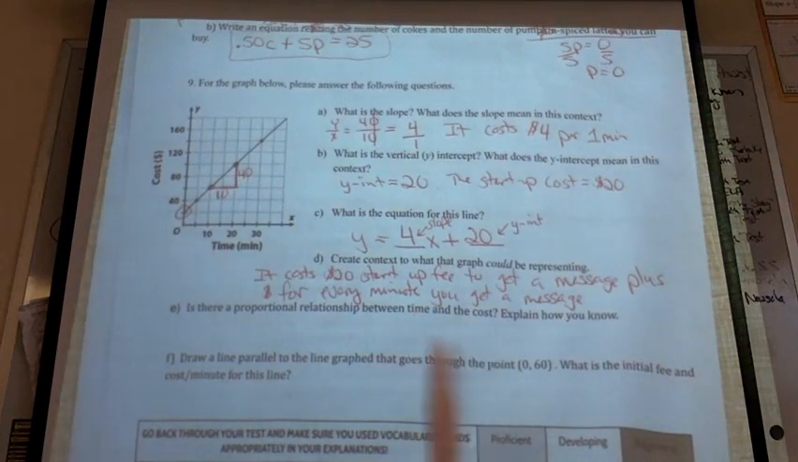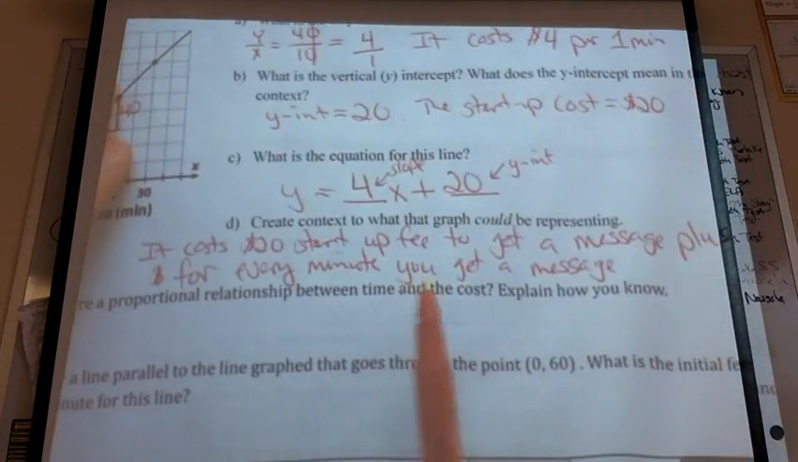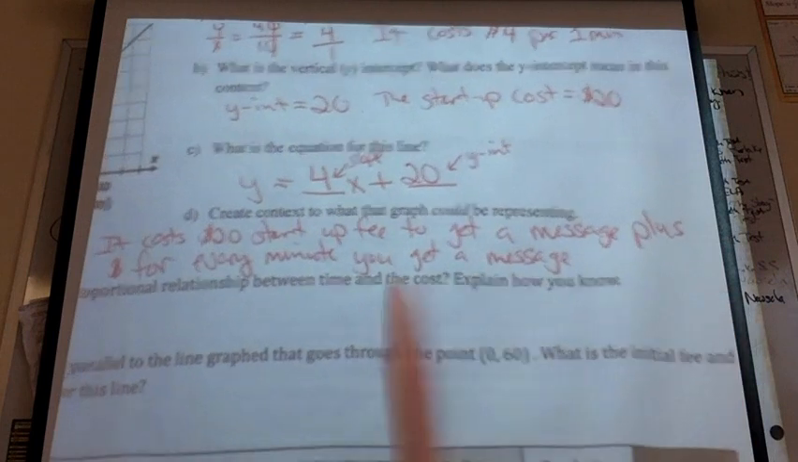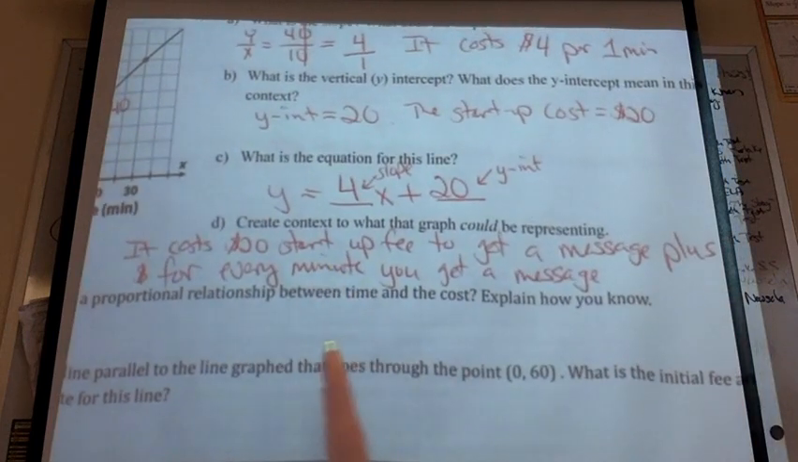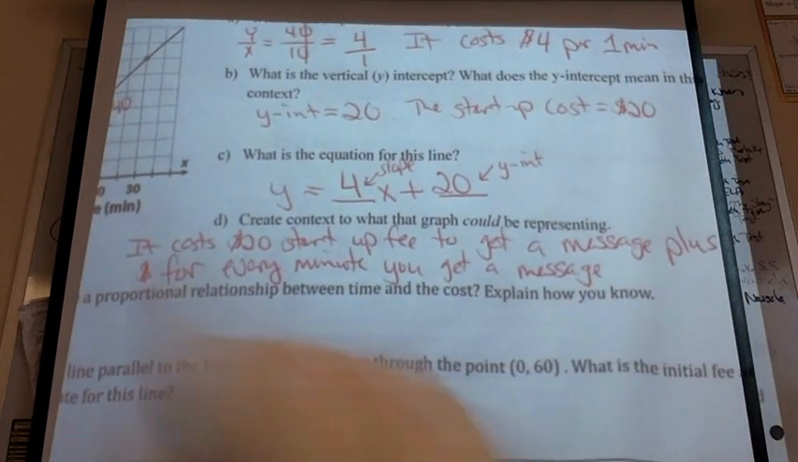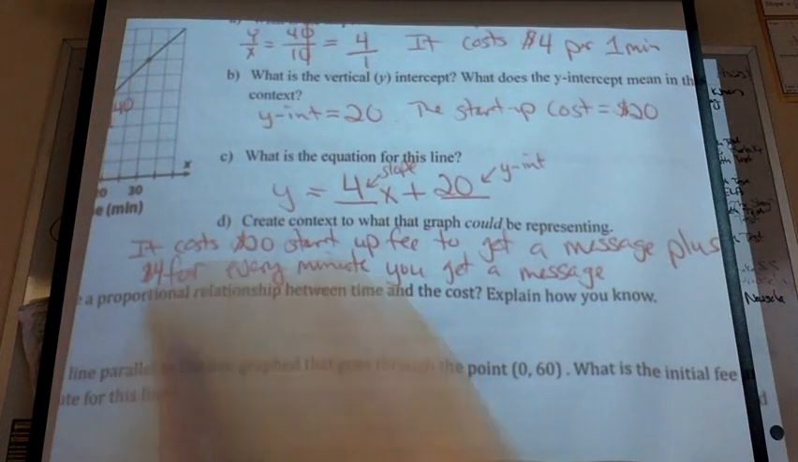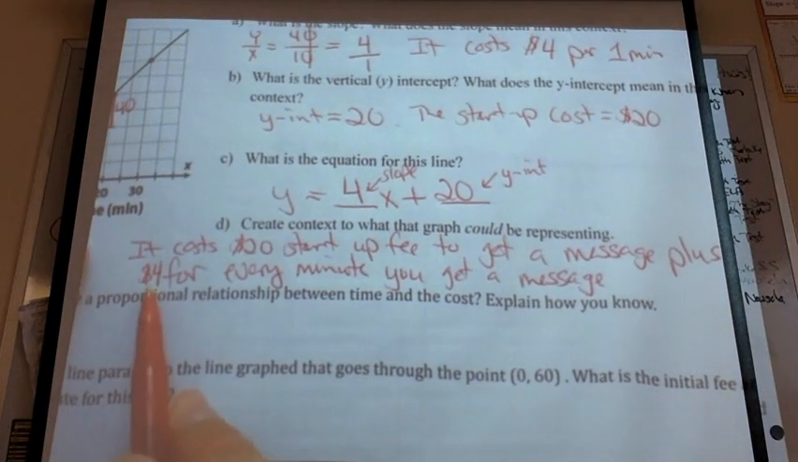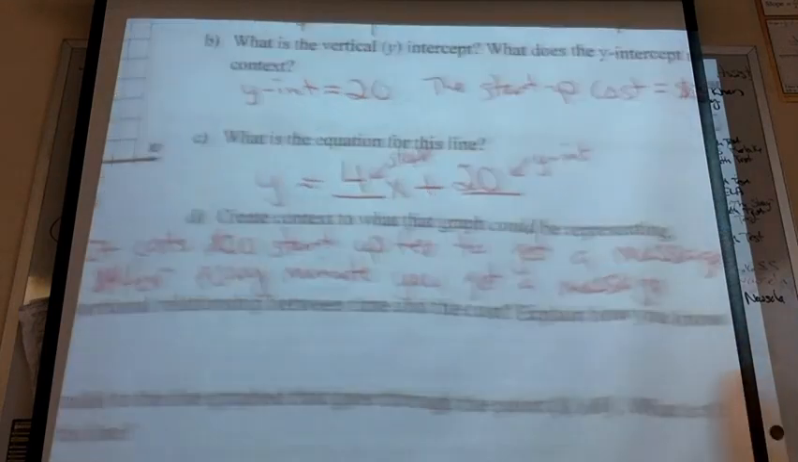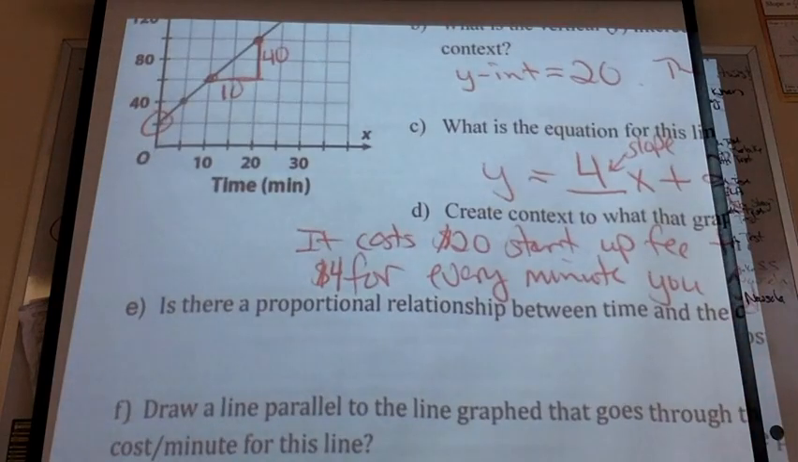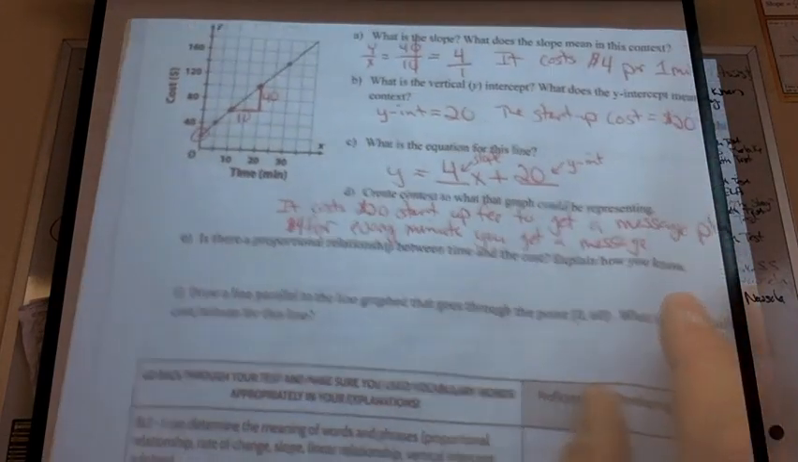So startup cost of 20 and then plus $4 for every minute. Make sure you include the 4. $4 for every minute you get a massage.